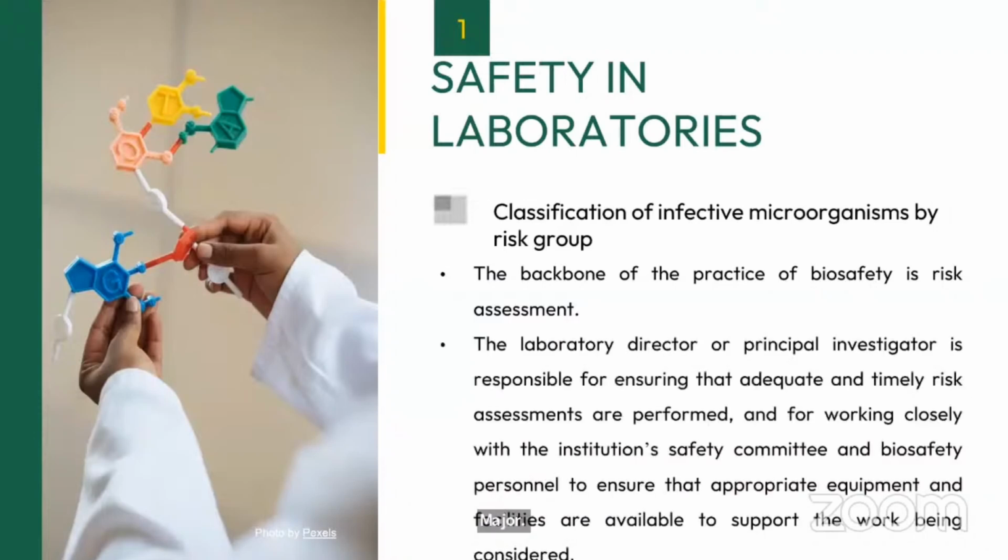The laboratory director or principal investigator. Now why does the principal investigator keep coming up every time? Because in the first class itself I mentioned that these guidelines are available to all types of research laboratories also. So these principal investigators are working in research laboratories. The laboratory director or principal investigator is responsible for ensuring that adequate and timely risk assessments are performed and for working closely with the institution safety committee and biosafety personnel to ensure that appropriate equipment and facilities are available to support the work being considered.